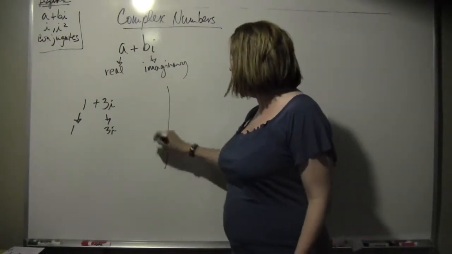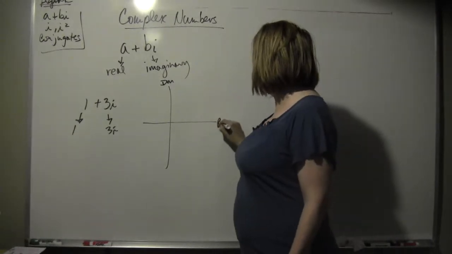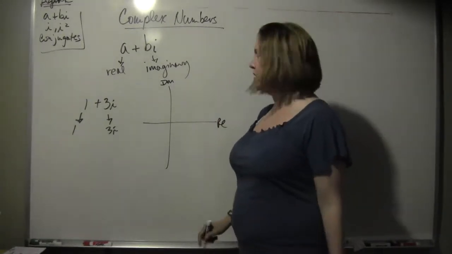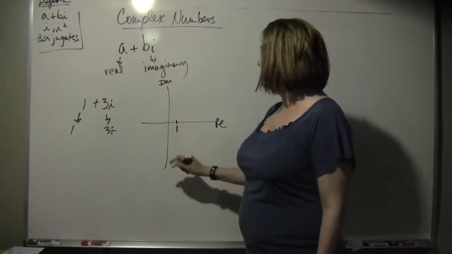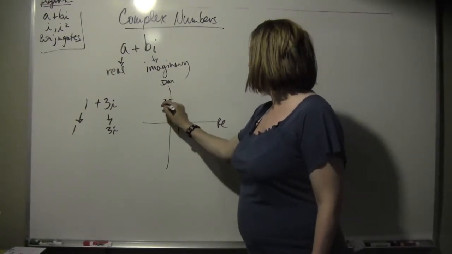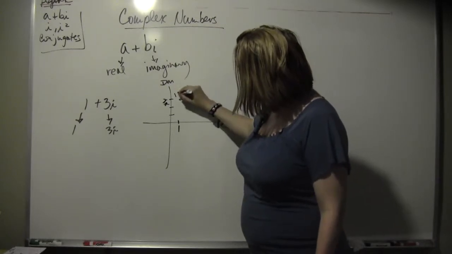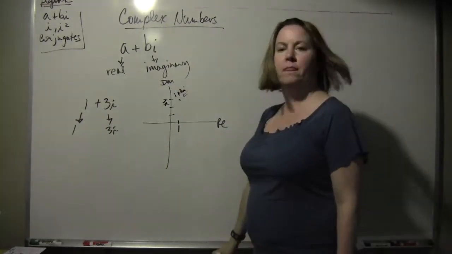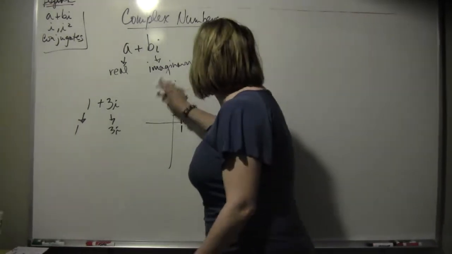Okay, and actually there is an imaginary plane. You don't have to really know this, but I'm just letting you know where that real part, 1, that represents 1 plus 3i on that imaginary plane. But like I said, we don't really need to know that.